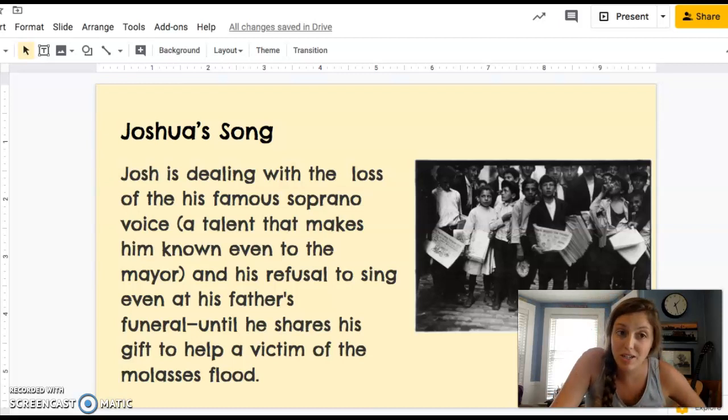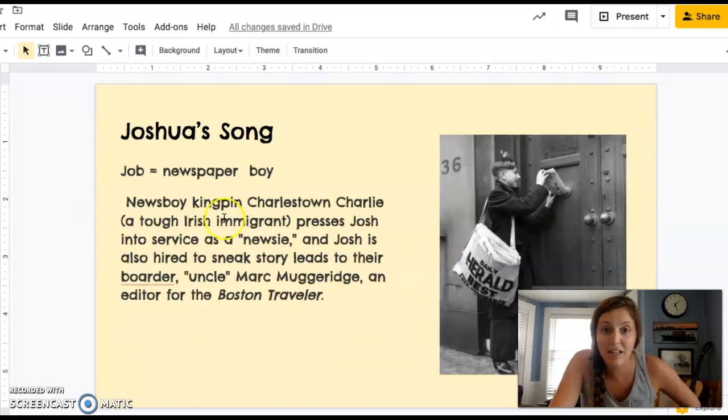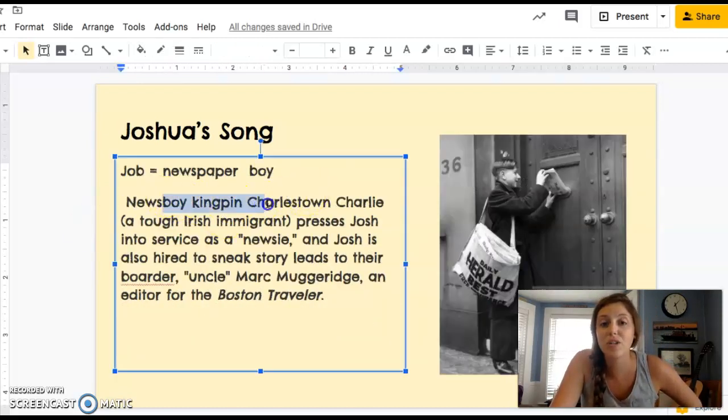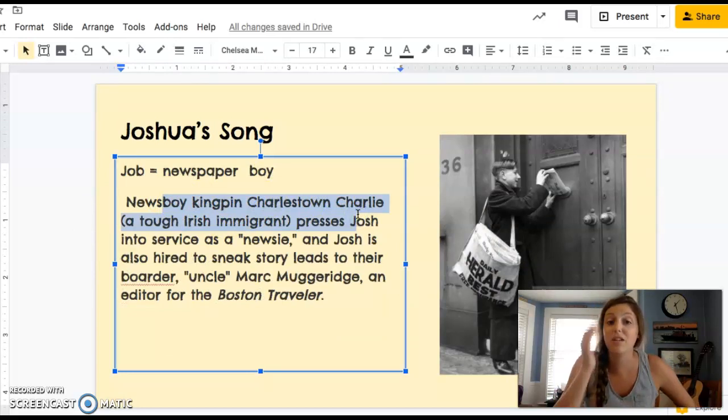There's also going to be a lot of talk of that kingpin. So newsboy Charlestown kingpin Charlie. So make sure you keep in mind who that person is. He's a tough Irish immigrant who wants Josh to be his newsie.